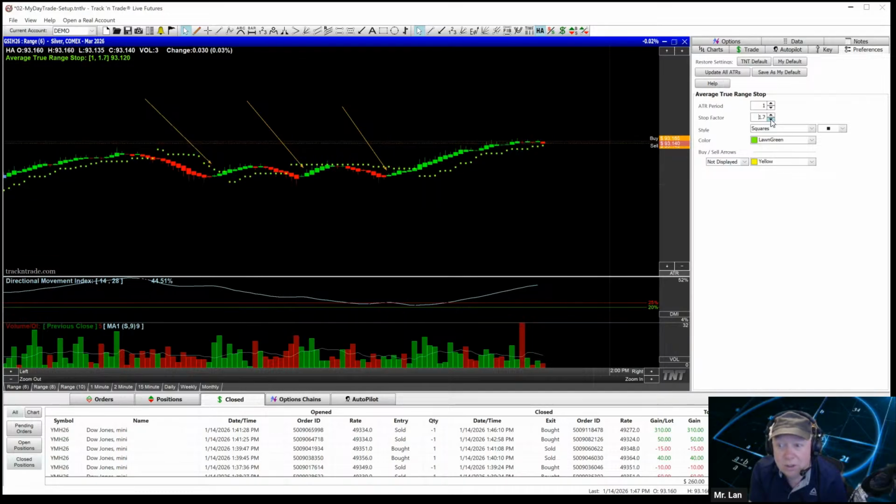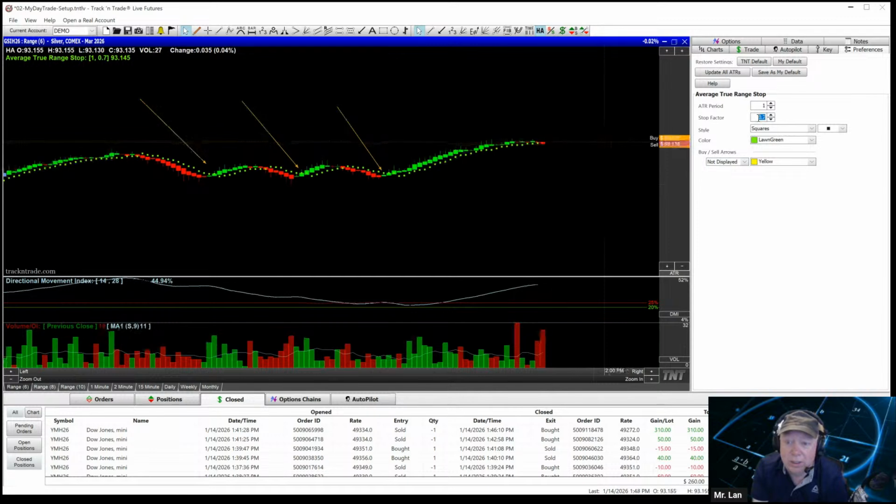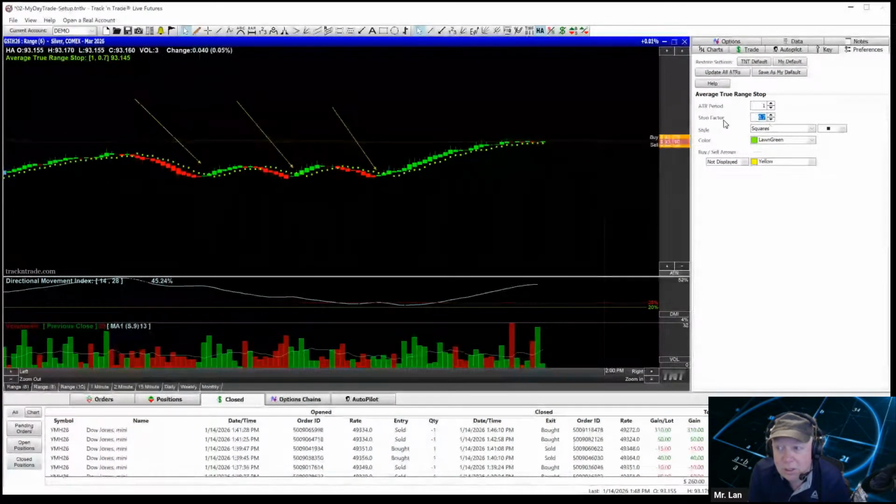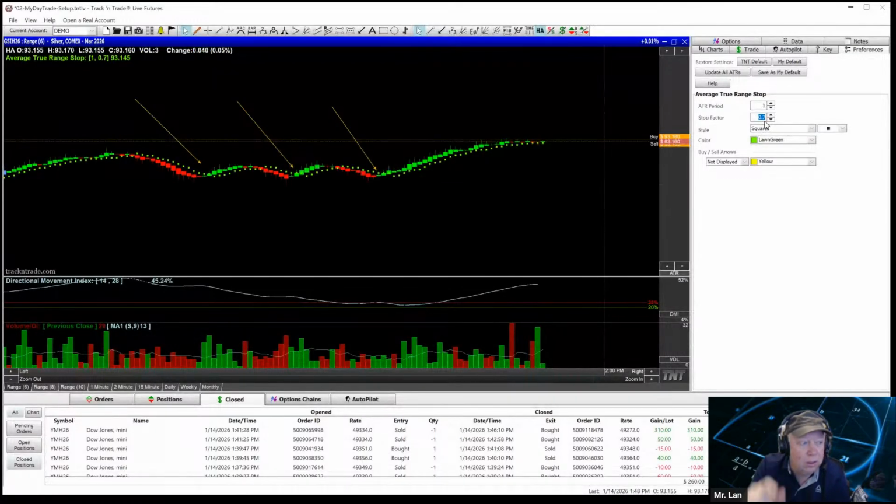It also adjusts your entry. I like to run it pretty close. I like to run it right around 7. I generally start at 1 to 1, ATR period 1, stop factor 1, and then I move it and adjust it from there. If the market's moving well, I'll stop factor that thing down, bring it down tighter, make that number closer.